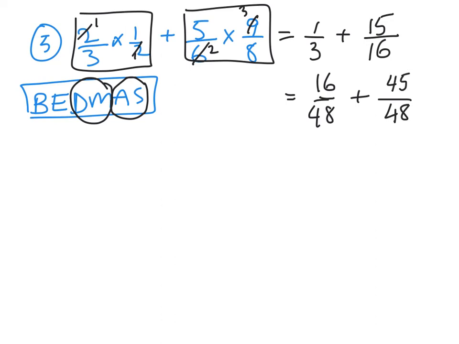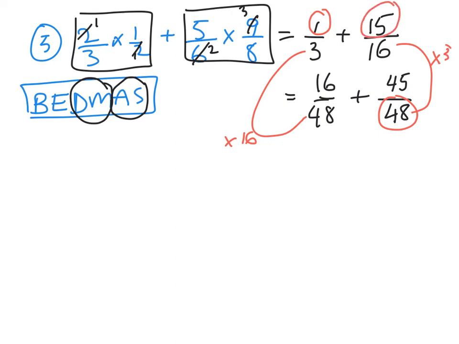So let's look at where that came from. Well, what did we do to the 3 to get 48? We multiplied it by 16. So we have to do the same thing to the 1, multiplied by 16. What did we do to 16 to get 48? Well, we timesed it by 3. Therefore, we have to times 15 by 3 to keep the fraction equivalent. Now that we've got the same denominator, we can add them up. So 16 plus 45 gives me 61.